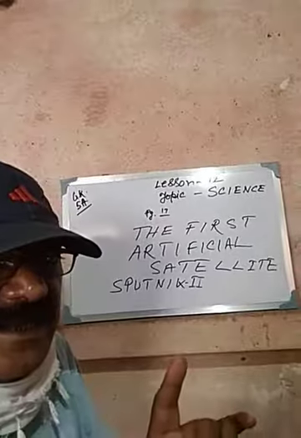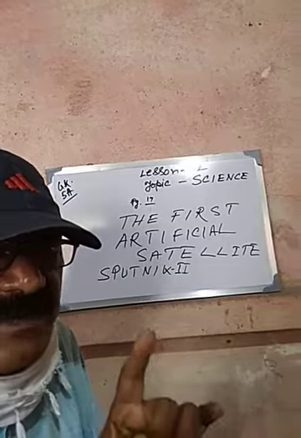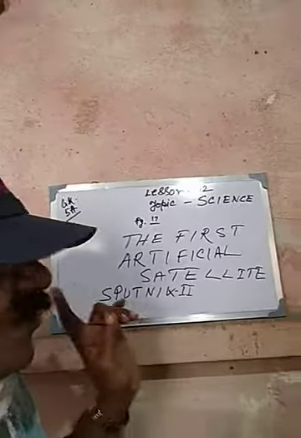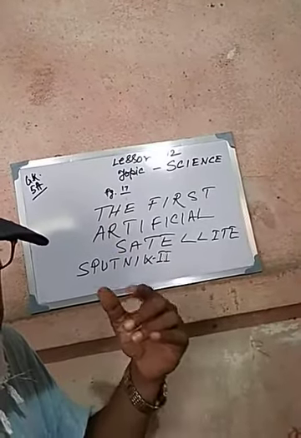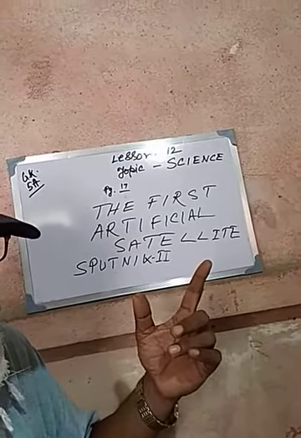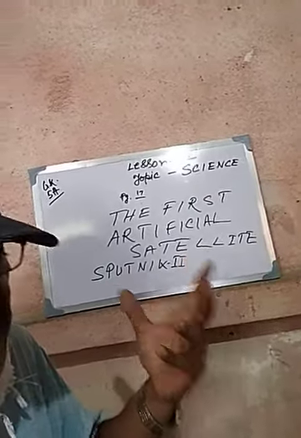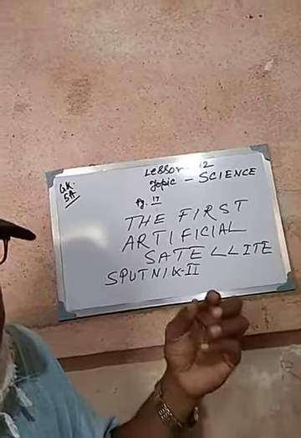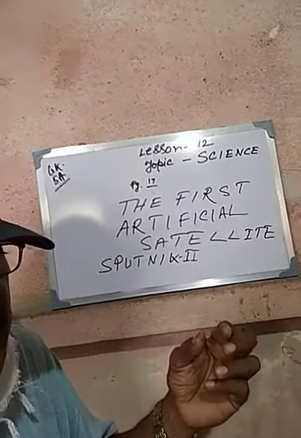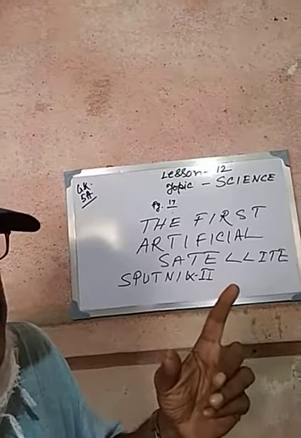The first artificial satellite sent by Russia in the year 1957 was named Sputnik 1. But after that, Russia sent another artificial satellite with a dog named Laika. This artificial satellite was known as Sputnik 2. It was sent to space with a dog named Laika.